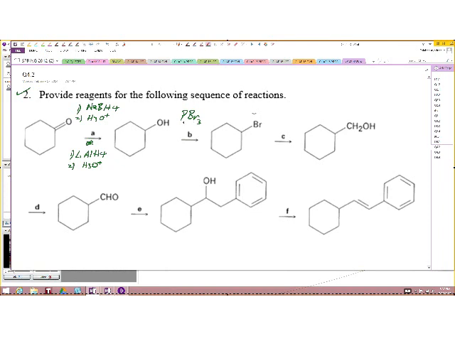Say that again. No, that will not work. This is the reagent you need to transform an alcohol to an alkyl bromide. Now, I do want to spend a few minutes on this reagent here because it does have some stereochemical implications.